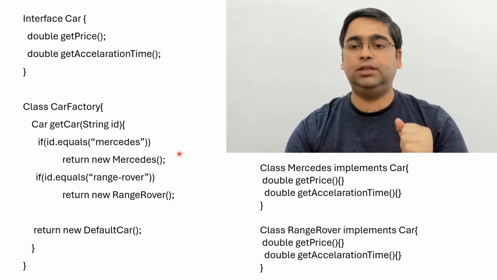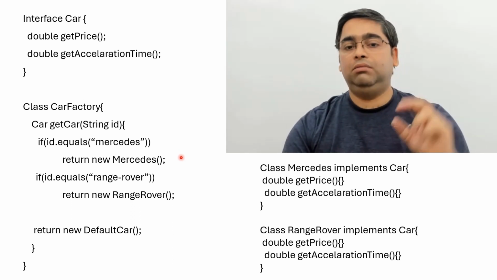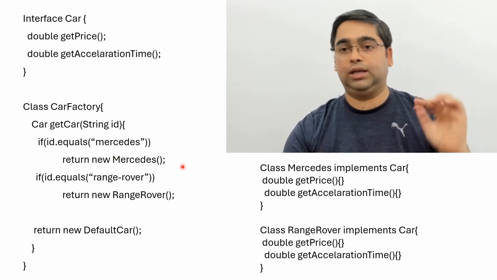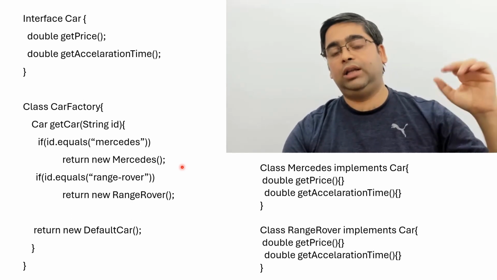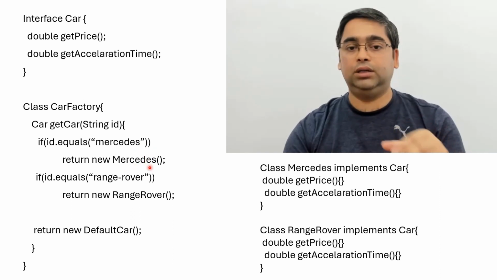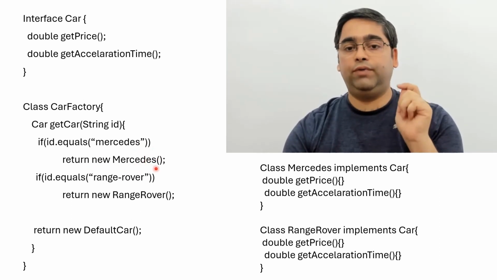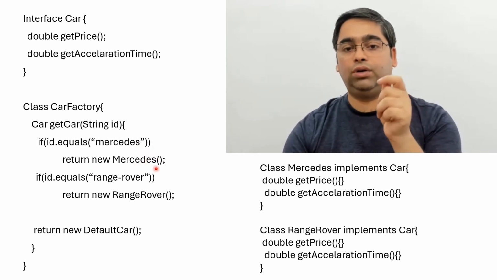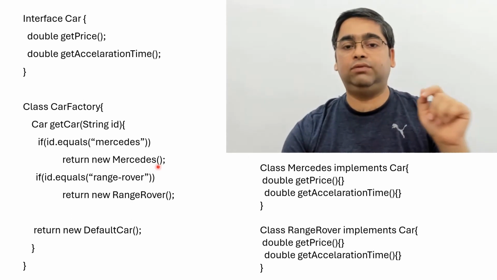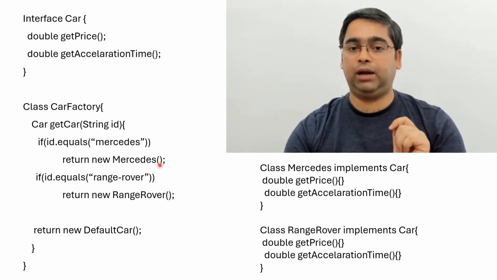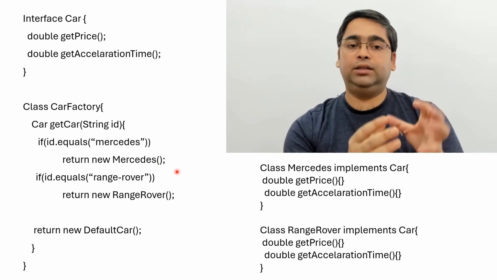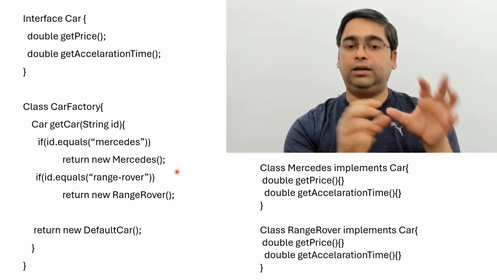Another benefit is, the second one is, we have to write this new Mercedes code in all the user classes. So let's suppose earlier there were 10 classes which were using the Mercedes object, this new Mercedes call. So when we try to introduce a new parameter here, then in all 10 classes we have to go and change that parameter, add that parameter. So factory design pattern has removed that thing also.